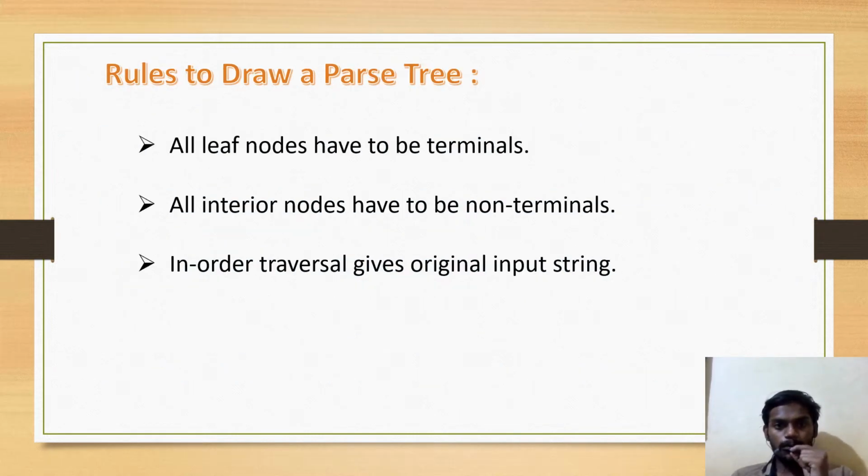Rules to draw a parse tree. All leaf nodes have to be terminal. All interior nodes have to be non-terminal. In-order traversal gives the original input string.